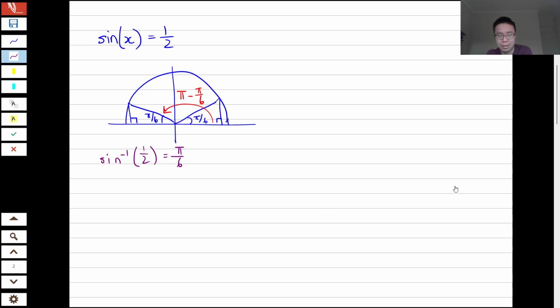There's 5 pi on 6 as well, but you're only going to get this particular solution if you use the inverse sine function on a calculator. And that's because, by definition, inverse sine has range from negative pi on 2 to pi on 2. So if sine is negative, you'll get a negative angle. If sine is positive, you'll get a positive angle.